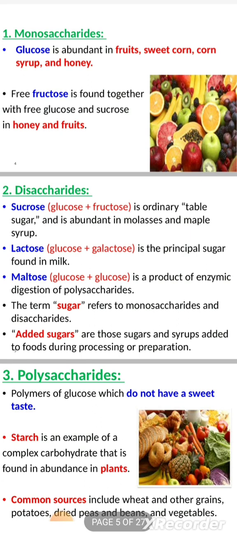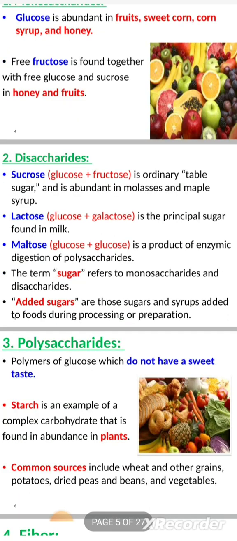Maltose comes from the enzymatic digestion of carbohydrate starches. For example, when they digest the granules, they come as maltose: two sugars, glucose and glucose. The term sugar refers to monosaccharides and disaccharides. Generally, when we say sugars, we mean both monosaccharides and disaccharides.